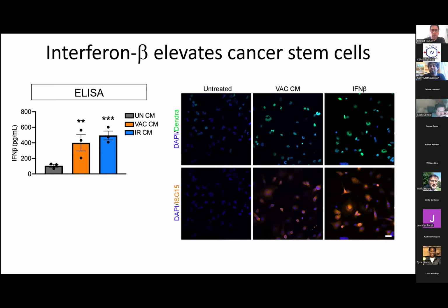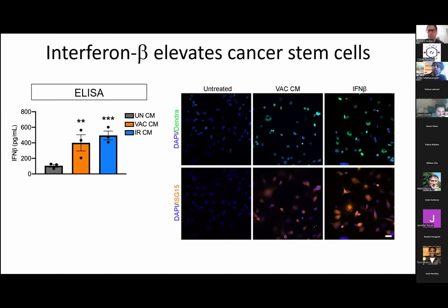There's high levels of DNA damage naturally, but after therapy, which is what you're seeing here with orange showing VAC chemotherapy, and then irradiation in blue, you're seeing a really huge increase in the amount of interferon being secreted into the media. And then if you just take the VAC conditioned media and throw it on cells, and you look at ISG15, which is a marker of interferon, you can see that's only pretty much in those VAC conditioned media treated cells.